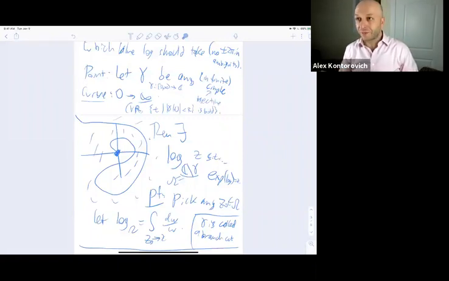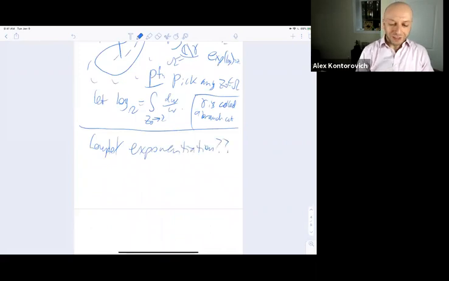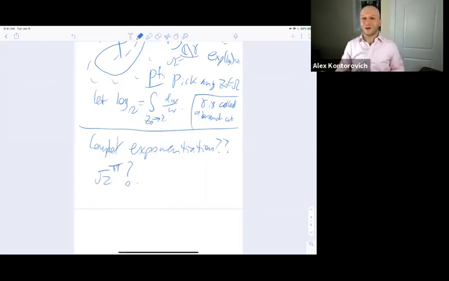Let me say one more thing. I promised you a break, so let me say one more thing very quickly, and then we're going to move on to a new topic, which is complex exponentiation. What is complex exponentiation? We know what real exponentiation is, right? What do I mean by root 2 to the pi? What does that actually mean? Have you ever thought about what that actually means? You put it on your calculator, it gives you an answer. What does root 2 to the pi mean?